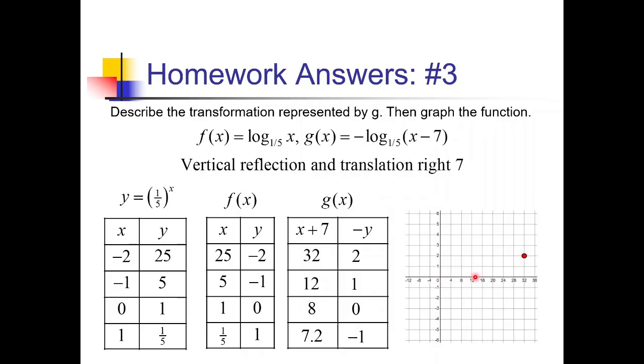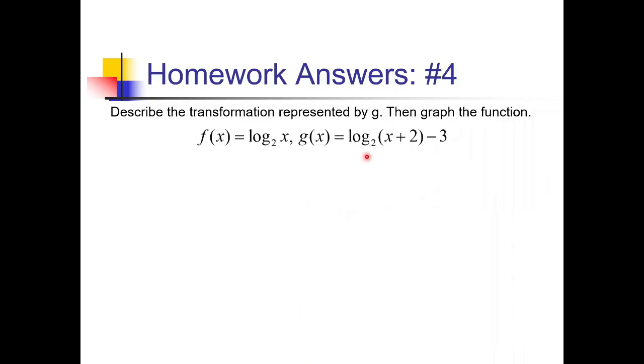We have 12, comma 1. 8, comma 0. This has worked out really well so far, going by 4s. And then 7.2 is pretty close to 8, comma -1 down here. Since I shifted 7 to the right, that means that my vertical asymptote, normally on the y-axis, has also shifted 7 to the right. So we have x equals 7 for a vertical asymptote. And then let me just follow that asymptote and go through these points to get my log function.